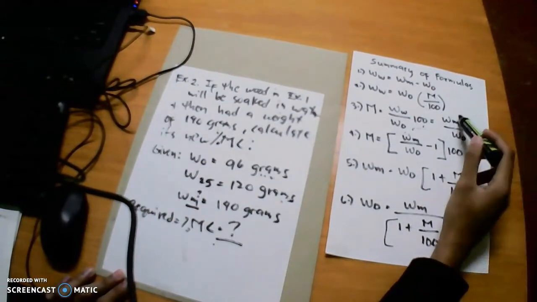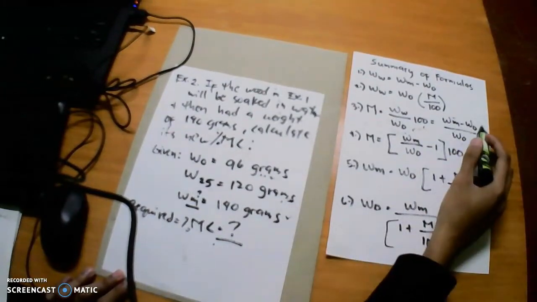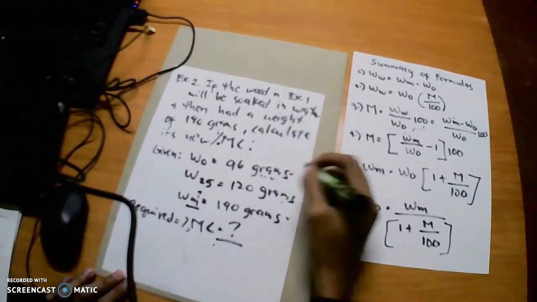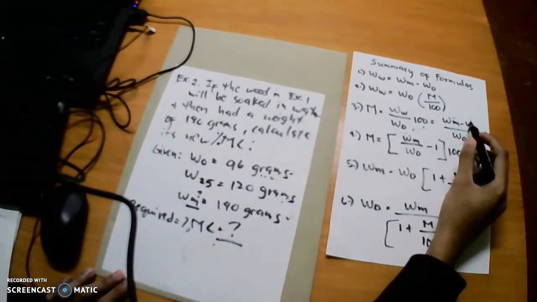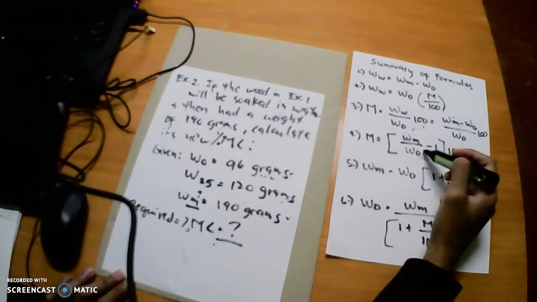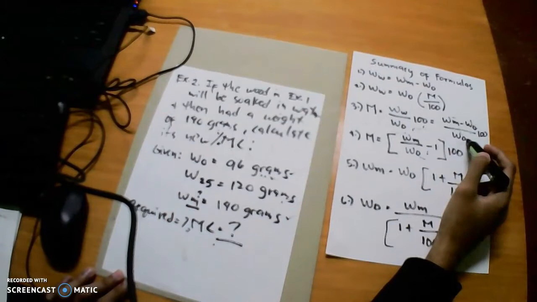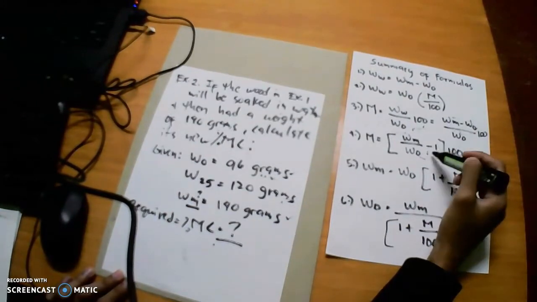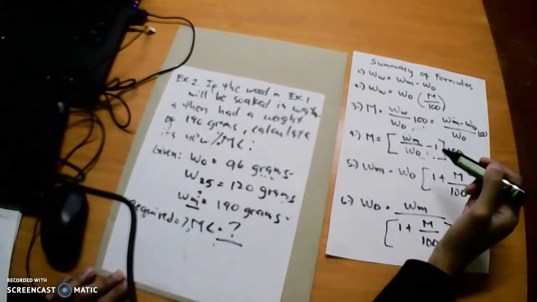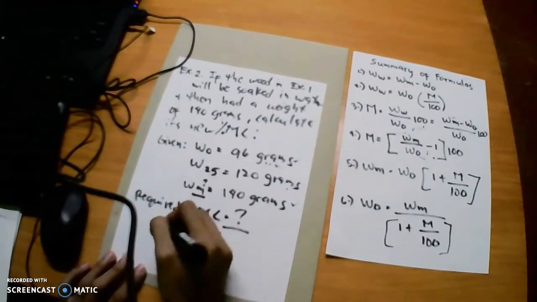Okay, given your WM, and WO. Either you can use this formula or you can use this. This is the simplified version of the formula. Okay, you can cancel out WO over WO, which leaves 1. Directly, it becomes WM over WO minus 1. For simplicity, we use number 4 formula. Okay? We use number 4 formula.